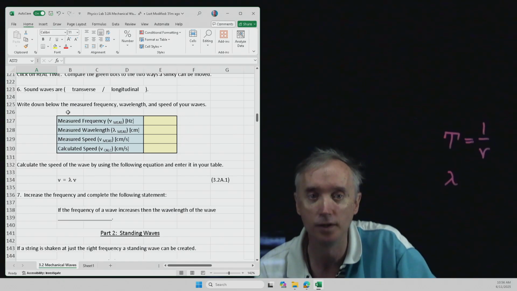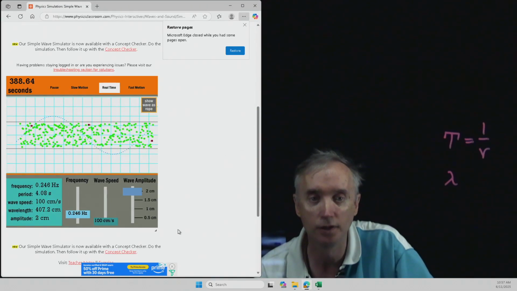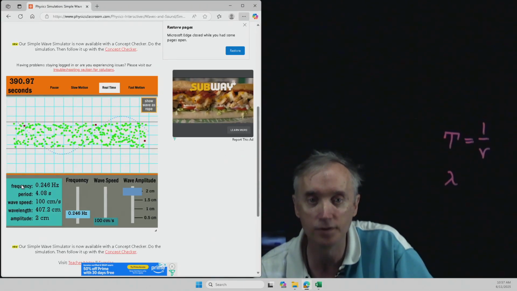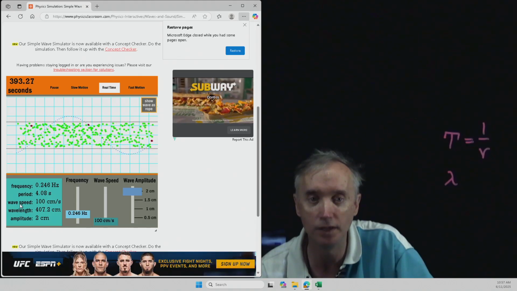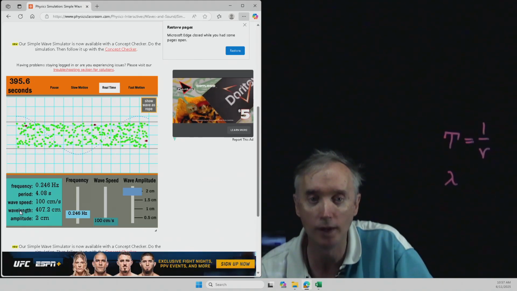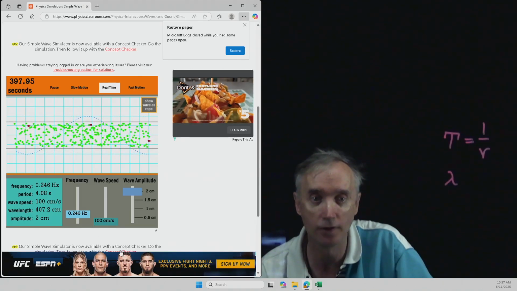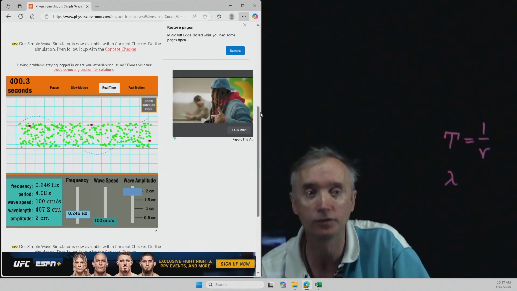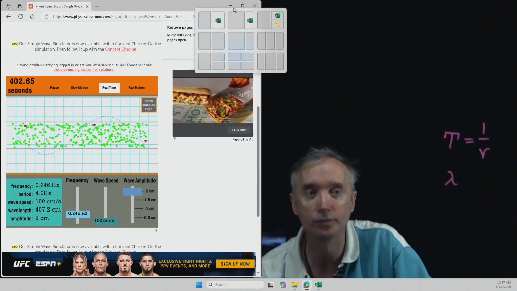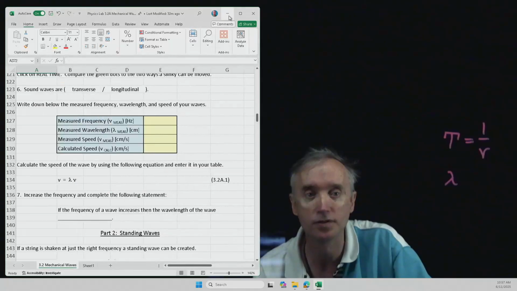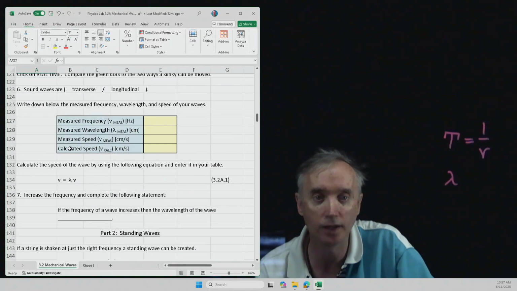Write down the measured frequency, the measured wavelength, and then the speed of your waves. So if we go back to the simulation here, okay, you can write down the frequency, you can write down the wave speed, and you can write down the wavelength. So you can write down all of that information from the simulation in this chart. So that leaves you with this last one, calculated speed of the wave.